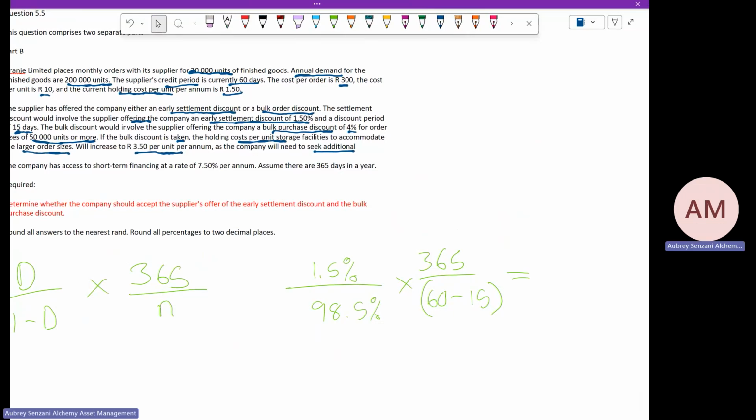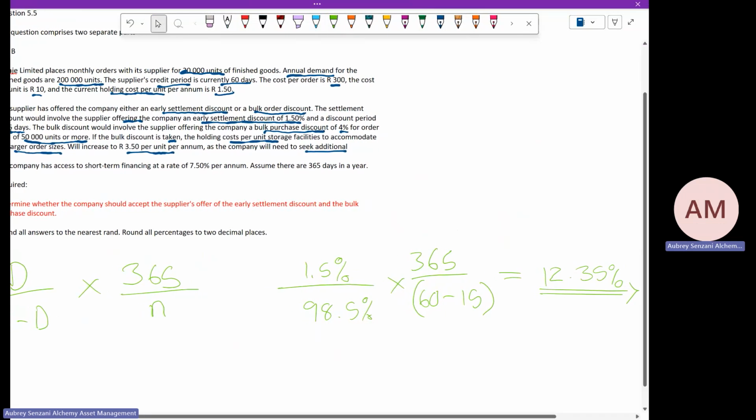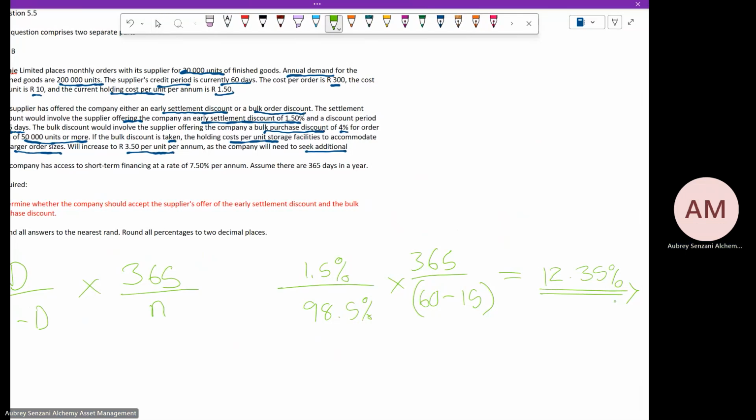This is what you should be getting. That's what you got. So this is the cost of foregoing the early settlement. In other words, if we don't take advantage of the early settlement, we are basically paying in the price of these goods an extra 12.35%. Is it making sense?